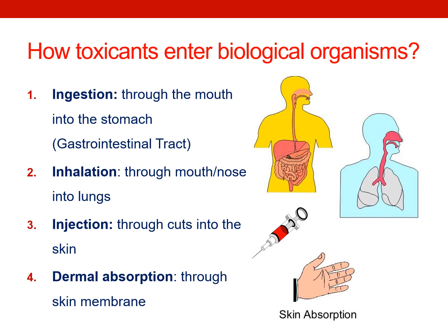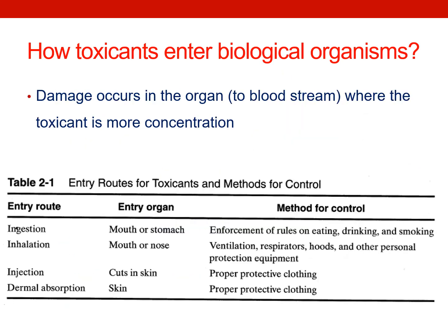Toxicants can enter our body through a few routes. First is ingestion by eating or drinking. Second is inhalation by breathing through your nose or mouth. Third is injection through cuts in the skin. And number 4 is what we call skin absorption, through your skin membrane. All these entry routes are controlled by the application of proper industrial hygiene techniques, as summarized in Table 2.1. We are going to discuss more details on these control methods in the next chapters on industrial hygiene.